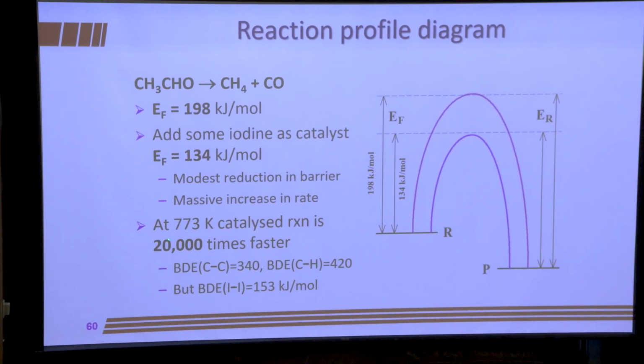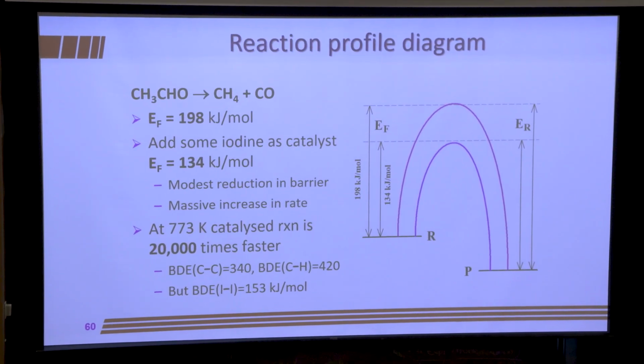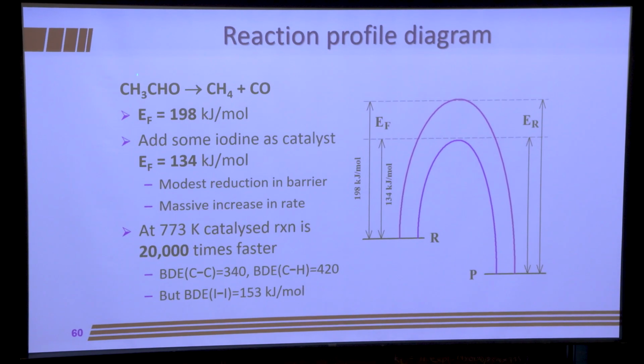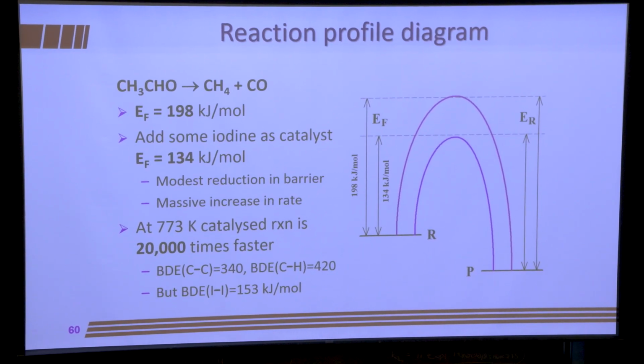So basically, if you add iodine, you see you have CH3CHO. You haven't much choice here. You can break a CC bond, but that takes 340 kilojoules per mole. You can break a CH bond, but that's even worse, 420 kilojoules per mole. But if you add iodine, the II bond is only 153 kilojoules per mole.